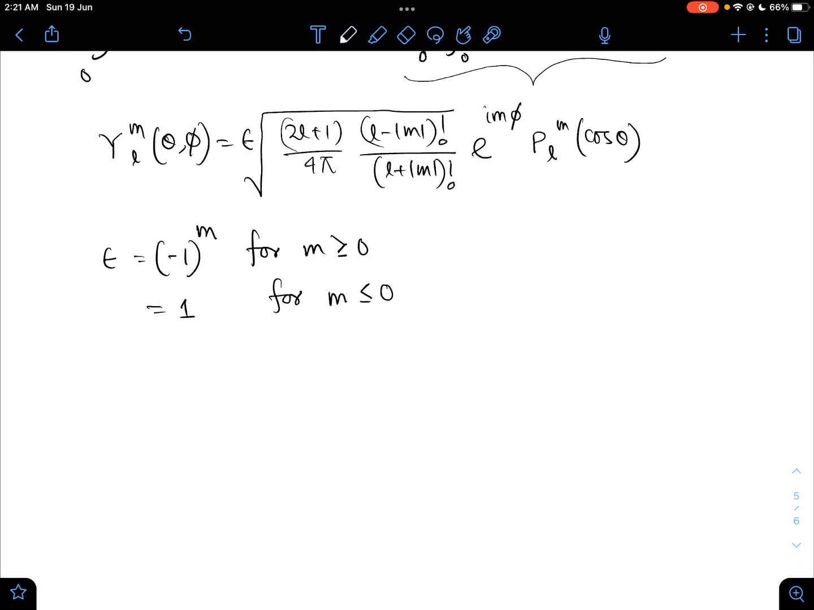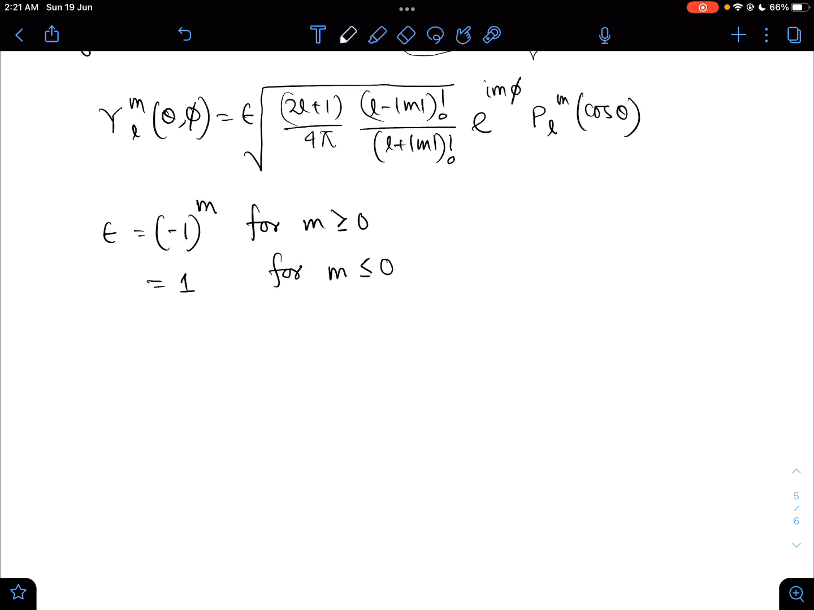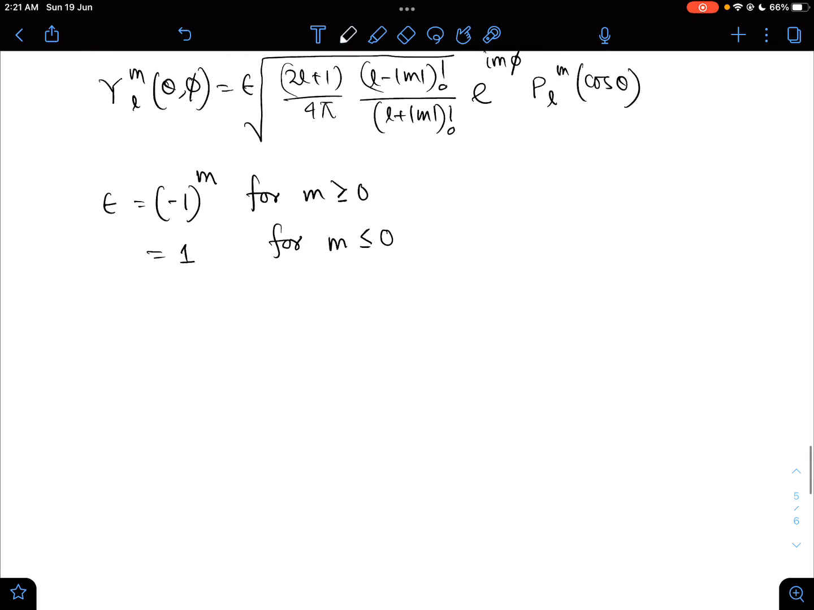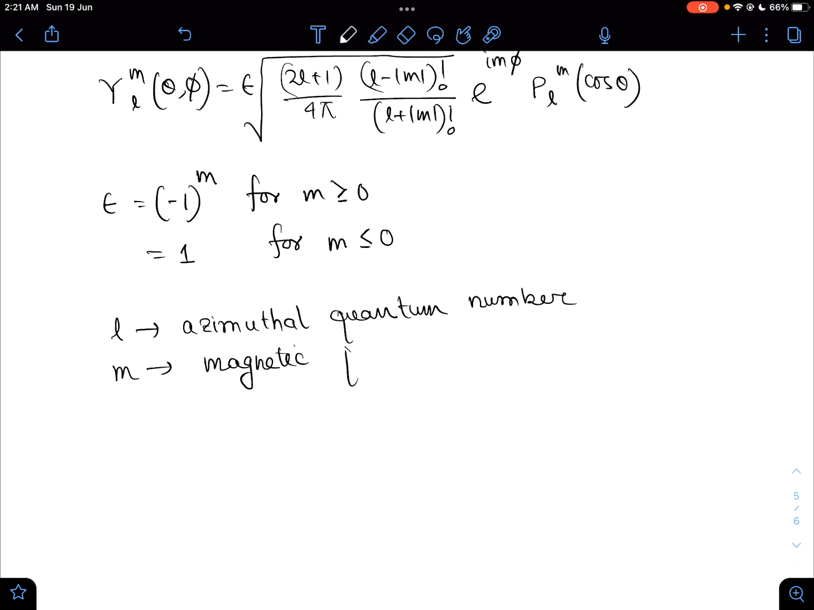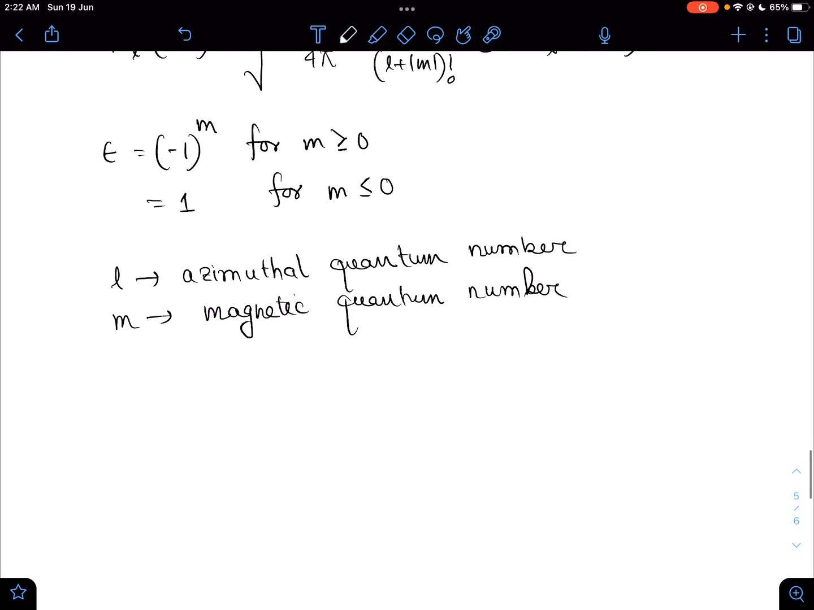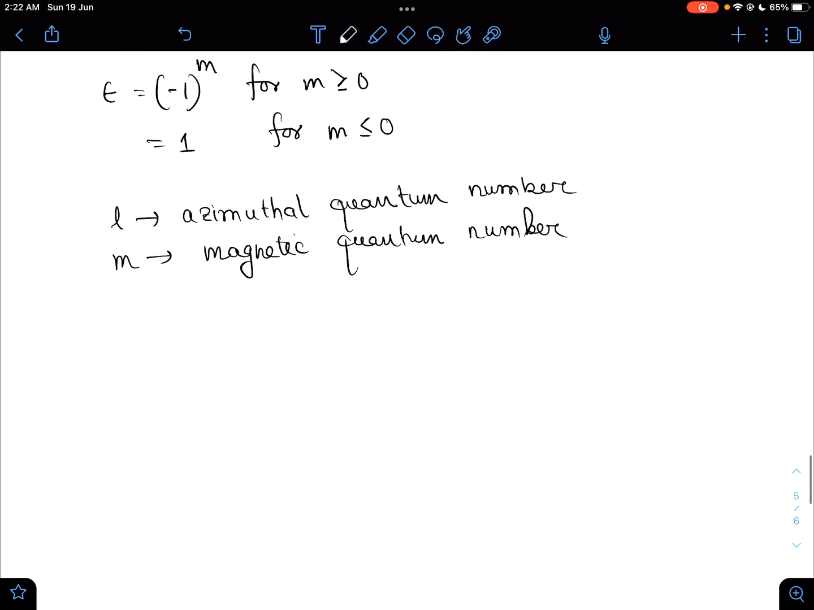So this is our normalized angular wave function. Also, for historical reasons, this L is called the azimuthal quantum number, and m is called the magnetic quantum number. So we are done with our phi and theta equations, that means our angular equation. Now we have to solve our radial equation.